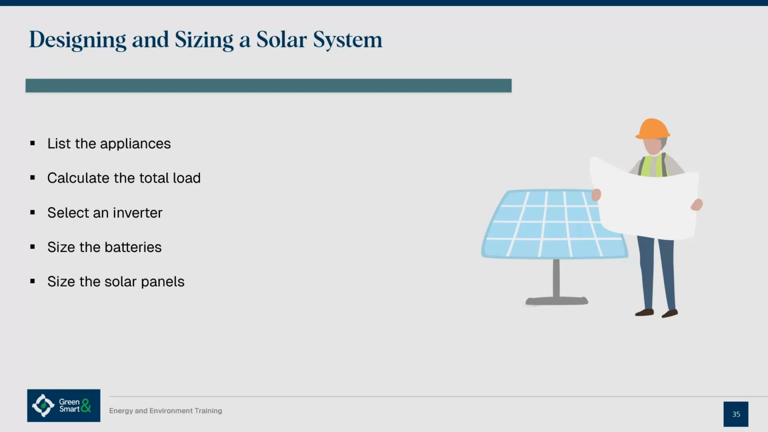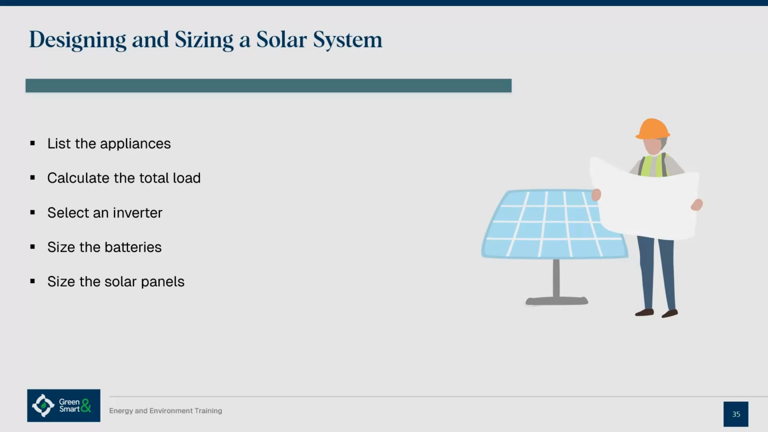Calculate total load. Multiply the wattage by the number of appliances and add everything together. Select an inverter. Choose one that can handle the total load plus 20 to 30% extra for safety. Size the batteries. Decide how many hours of backup you want, then calculate the required battery capacity in amp-hours or kilowatt-hours.